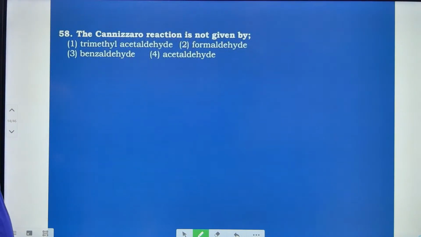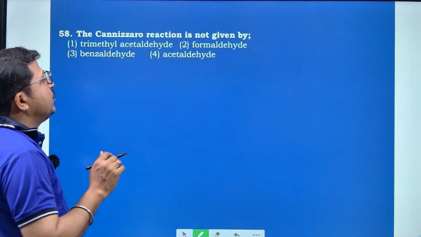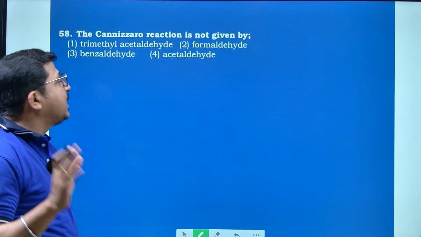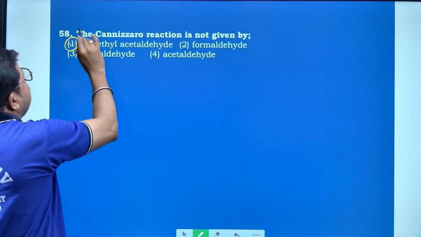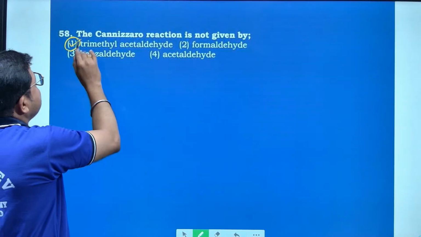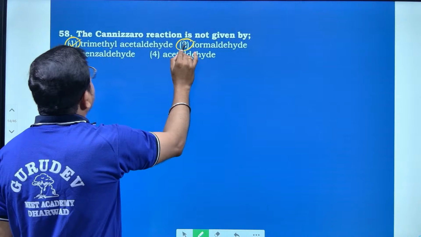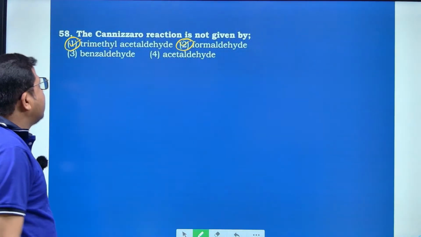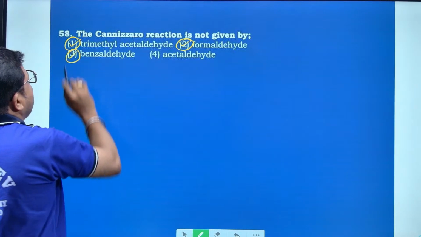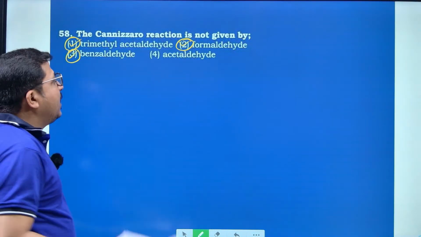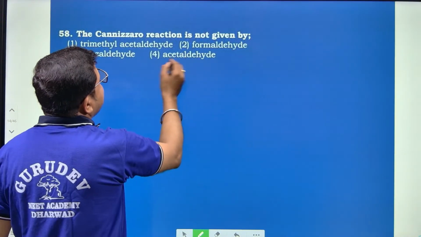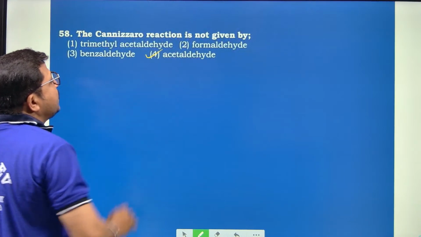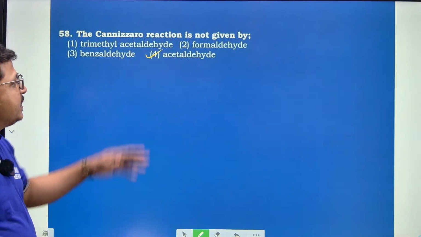The Cannizzaro reaction is not given by... The Cannizzaro reaction takes place due to the absence of alpha hydrogen atoms. Trimethyl acetaldehyde is not consisting of alpha hydrogen atom. Even formaldehyde is not containing alpha hydrogen atom, and benzaldehyde also is not containing what? Alpha hydrogen. The only molecule which contains alpha hydrogen is option number 4, hence it does not give the Cannizzaro reaction.